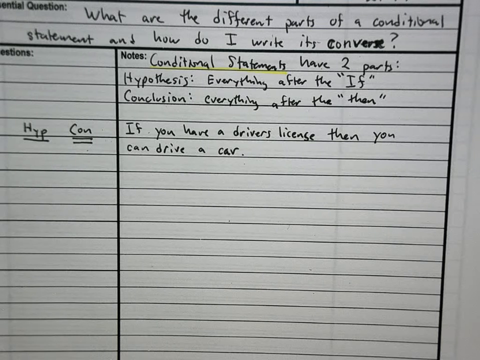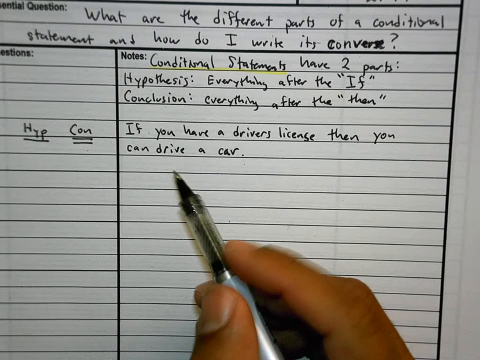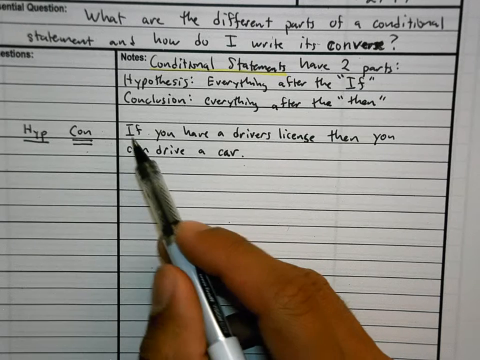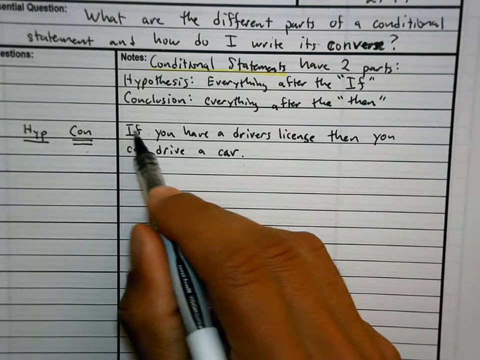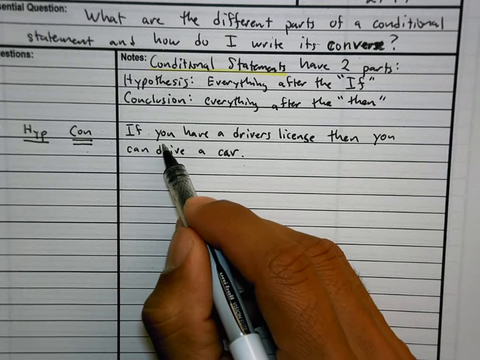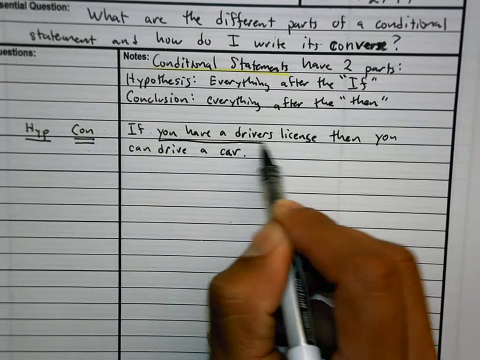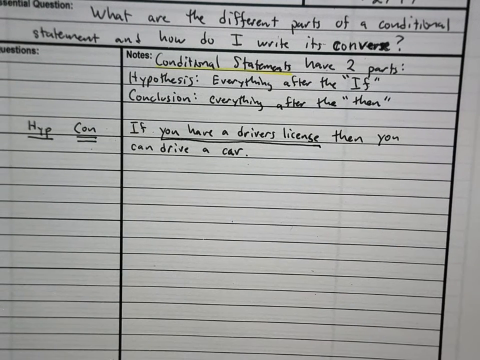What's the hypothesis here? If you have a driver's license, then you can drive a car. You have a driver's license. We only go after the if. Everything after the if: you have a driver's license. That's what we're going to underline. Right? That makes no sense though, if that's not even a statement. Not "if." We're not using the if part.